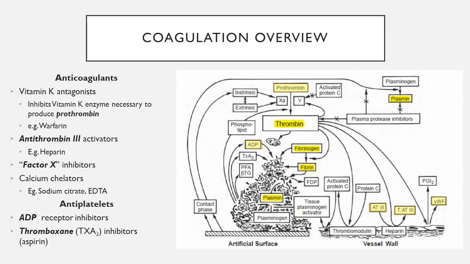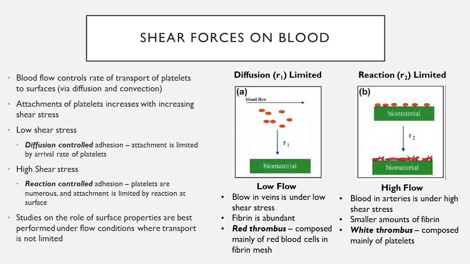Now, because Virchow's triangle mentioned that blood flow is an important parameter for understanding BMIs, we're going to talk a little bit about shear forces on blood and how blood flow controls the rate of transport of platelets to surfaces. They can do this in one of two ways, either through diffusion or convection. In reality, it's a mixture of both, but one of these is usually a controlling factor in blood coagulation.